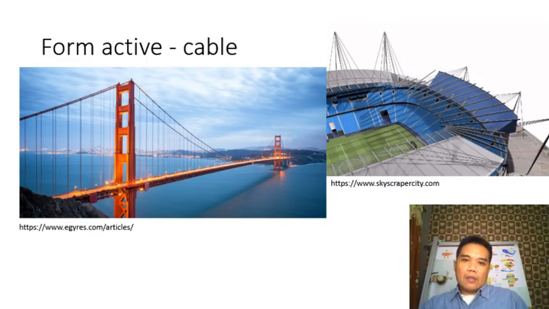The other example of active form is cable structure, either for the bridge in this way or for the buildings or stadium in this way and other ways. We may find that many configurations of cable structure can be used for certain functions.